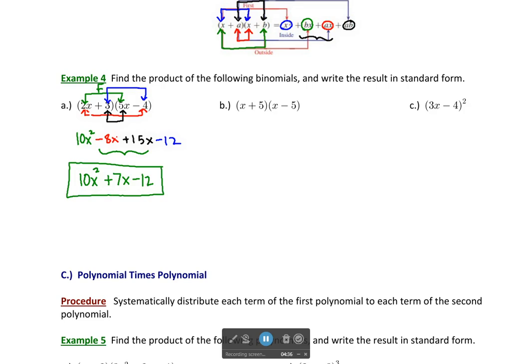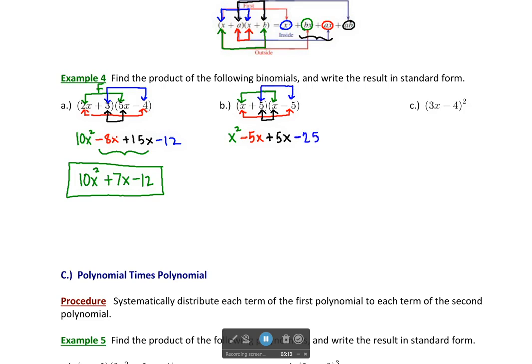Okay, the next example is a special pattern, but you don't have to know anything about this special pattern to execute the multiplication. So let's see what happens. When we multiply our first 2 terms together, x times x, that gives us x squared. Then we multiply our outside terms together. X times negative 5 gives us negative 5x. Multiplying our inside terms together, 5 times x, we get plus 5x. And our last terms, 5 times negative 5, gives us negative 25.